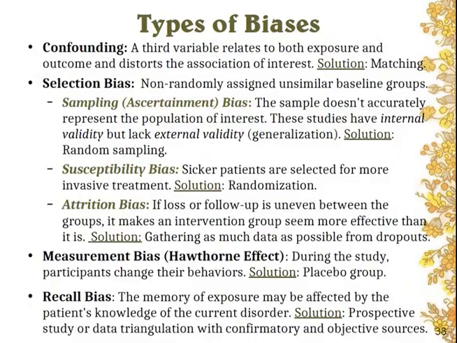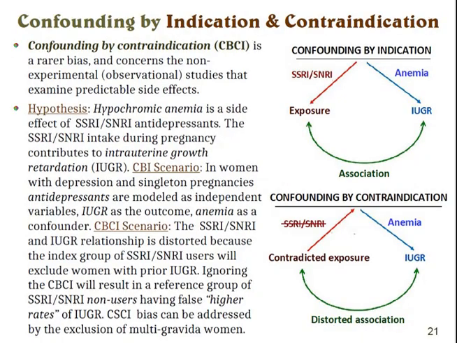Okay, statistical bias. I will bring scenarios and examples for clarity. Confounding bias is when a third variable relates to both exposure and outcome and distorts the association of interest. Such a relationship was shown in slide 21.